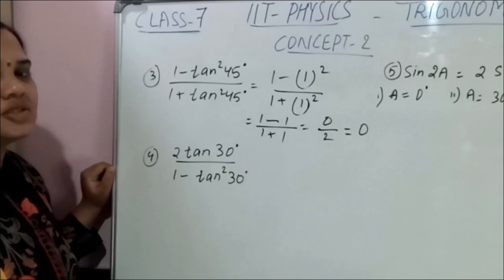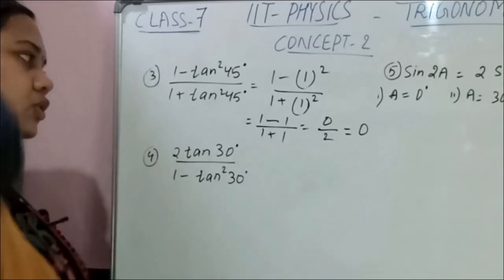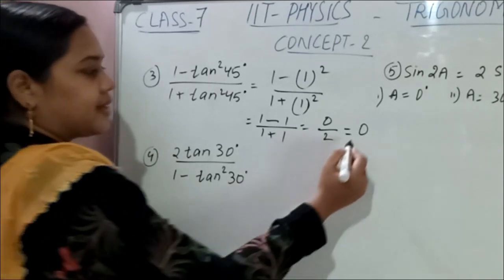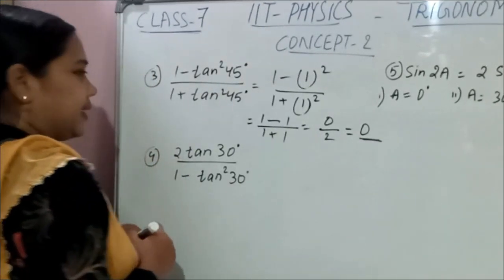Now you see the options. What are the options given? So option D is 0. Okay. So your answer is 0. Clear. Okay. Now next question.